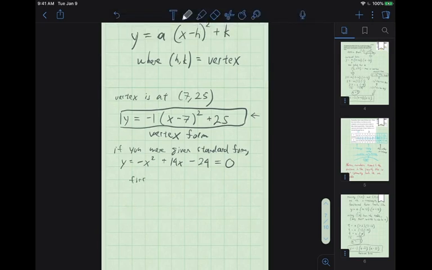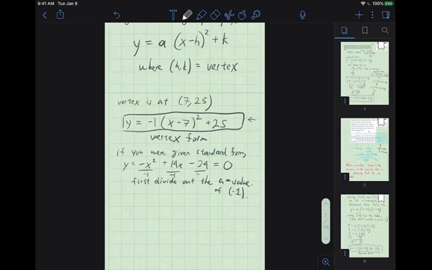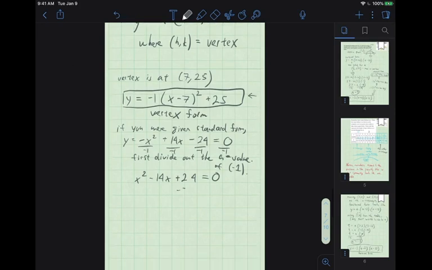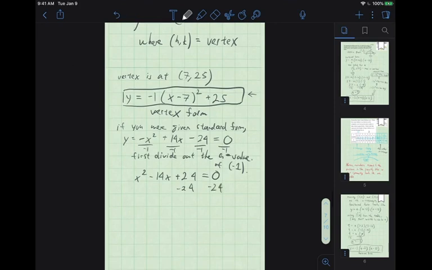First, divide out the a value. It only works when a is positive 1 or negative 1. So we divide by negative 1 on every term. Now at this point, we can complete the square. Then we subtract 24 from both sides. We get this equation.